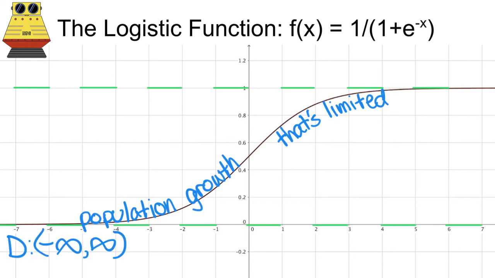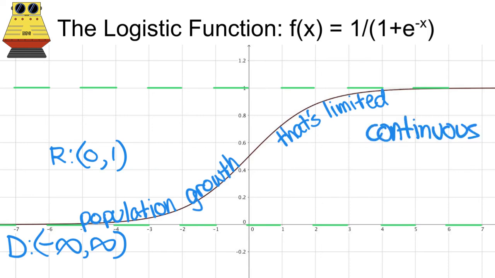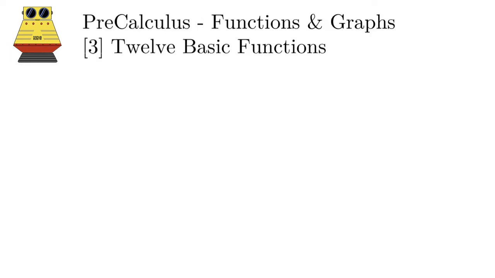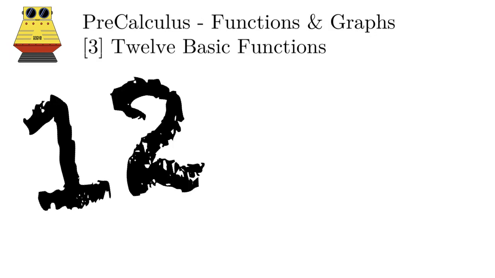The domain is all reals. The range is 0 to 1, exclusive of both values. It's a continuous function, bounded above and below, but has no symmetry. If it went through the origin, it would have symmetry, but it doesn't. That's it. Those are the 12 basic functions.